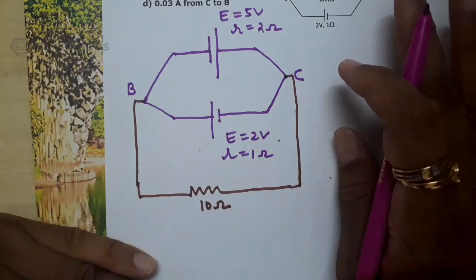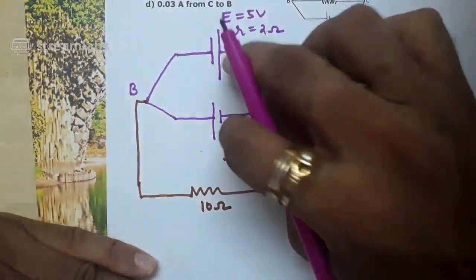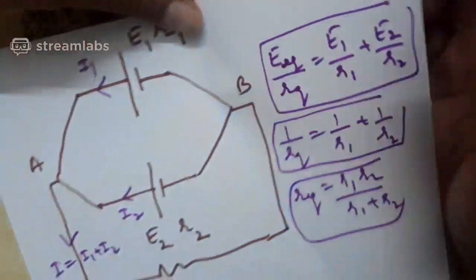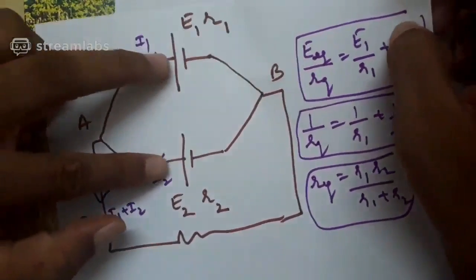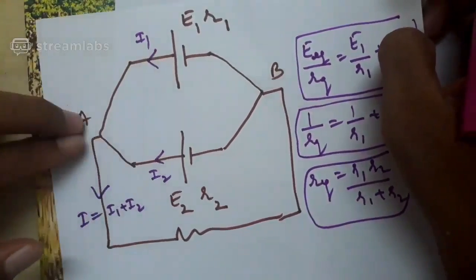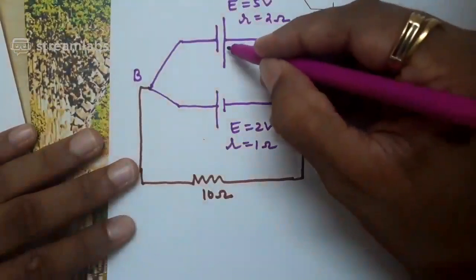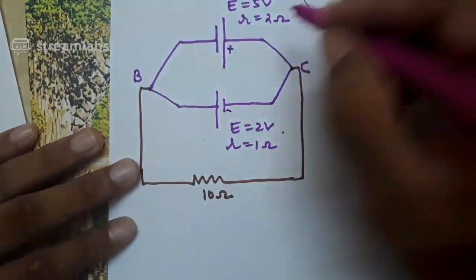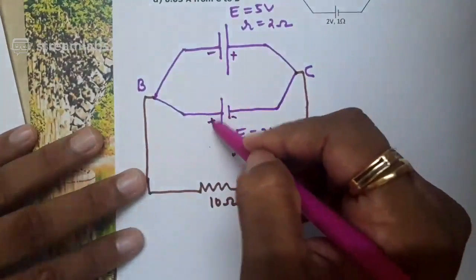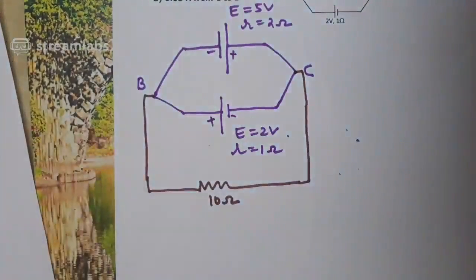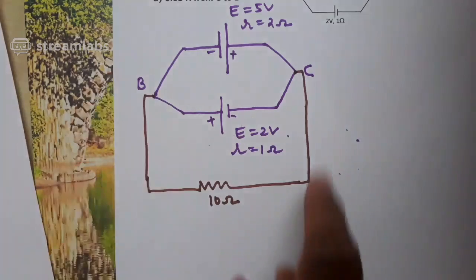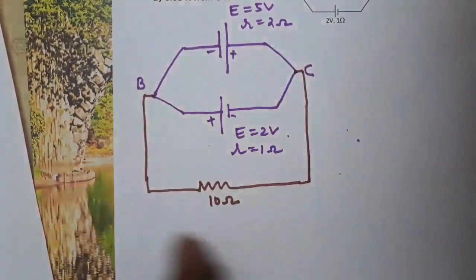Keep in mind that when you have this circuit, it's a parallel combination only, but it is not a usual parallel combination. In the usual parallel combination, what we have learned is the positive terminals of the two cells are connected together to one common point, negative terminals are connected to another common point. But here, positive of the one and negative of the other is connected to one common point, and negative of the first one and positive of the other one is connected to another common point. Now you are having confusion about the direction of the current through the resistor. It is from B to C or C to B.